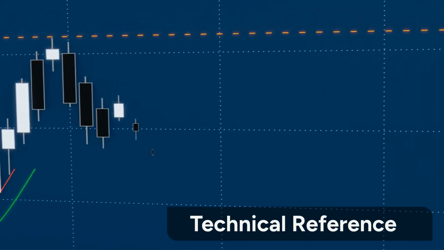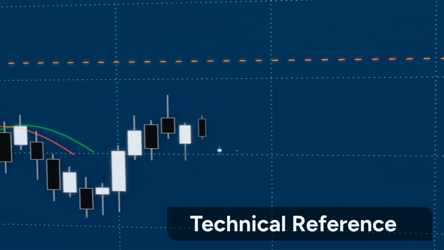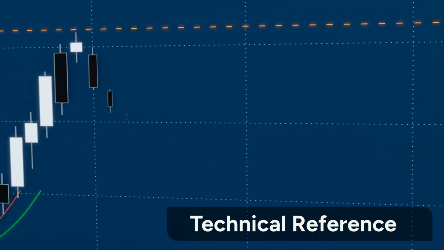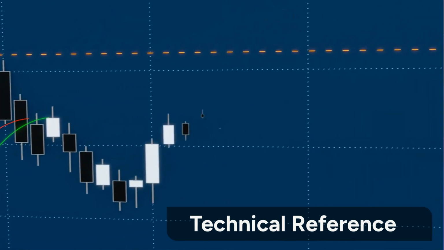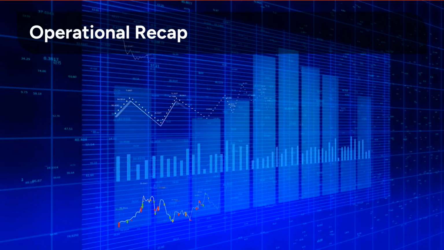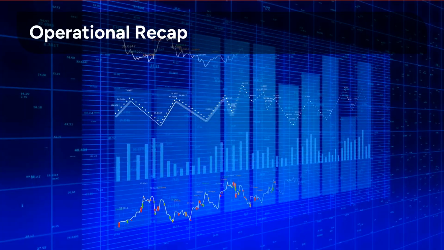Traders are closely watching intermediate support and resistance zones to gauge if consolidation will persist or if a new directional phase may emerge. To conclude, let's summarize the key takeaways from today's market review.